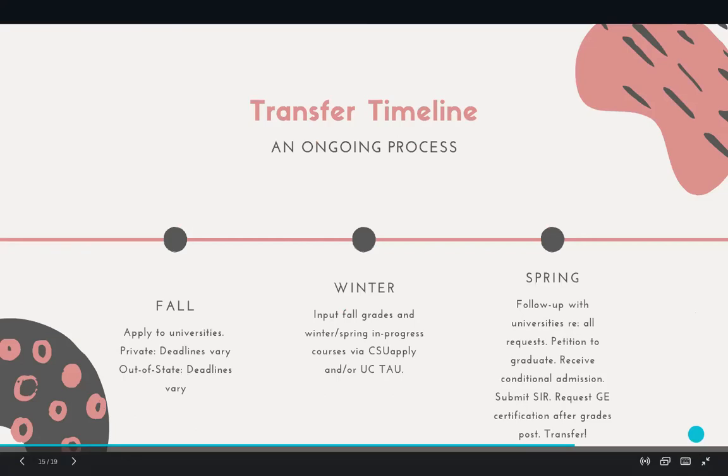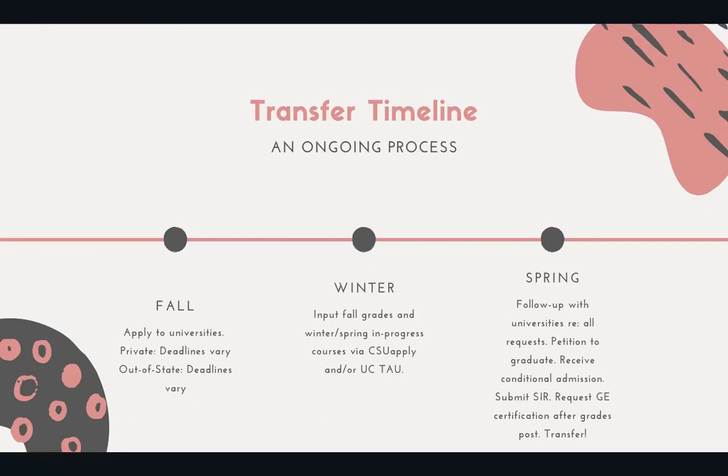And then, of course, our transfer timeline. So you want to make sure in fall that you apply to universities, depending on the deadlines, right? For private and out of state, sometimes they're in spring that they have the deadlines. And then in winter, you're going to put in your fall grades and your winter spring in progress courses to Cal State Apply and or UC Transfer Academic Update. And then in spring, you're going to be following up with all the universities regarding any requests that they have for you.